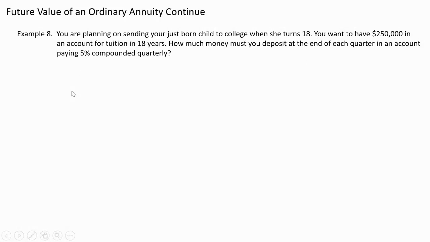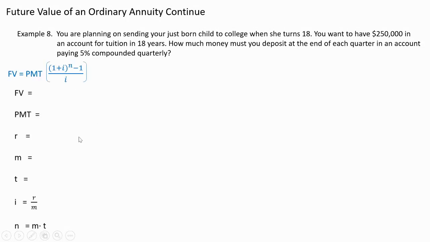You are planning on sending your just born child to college when she turns 18. It can be a he or a she, but I just put she. You want to have 250,000 in an account for tuition in 18 years. How much money must you deposit at the end of each quarter in an account paying 5% compounded quarterly? Well, let's see how much money you need to put in there.